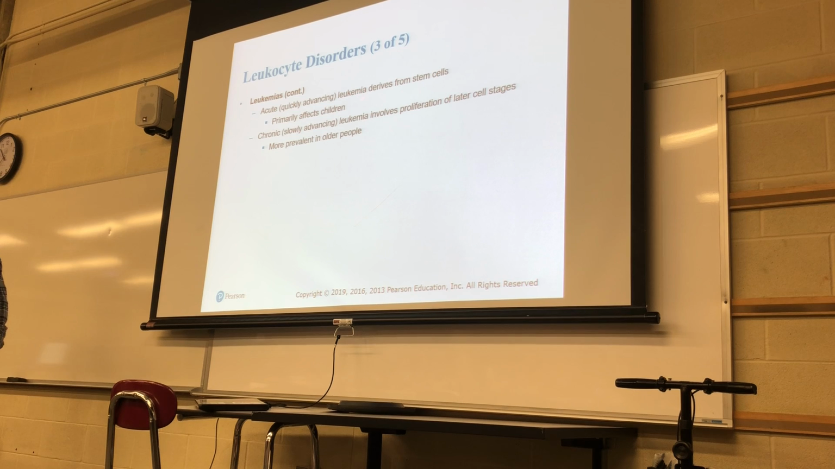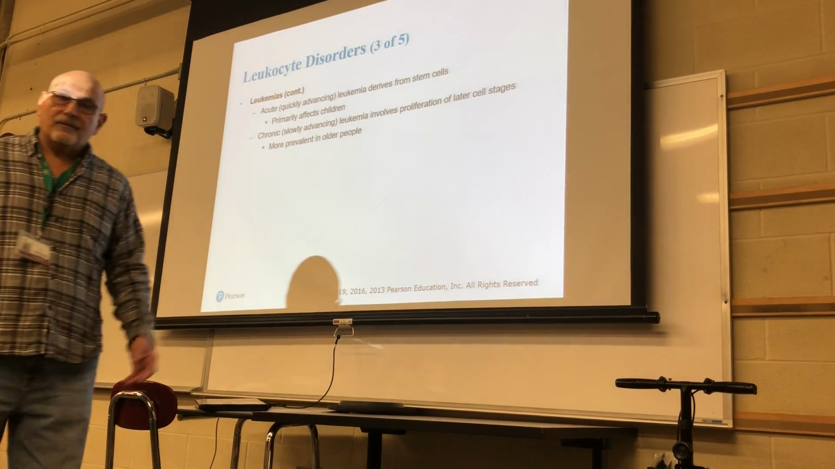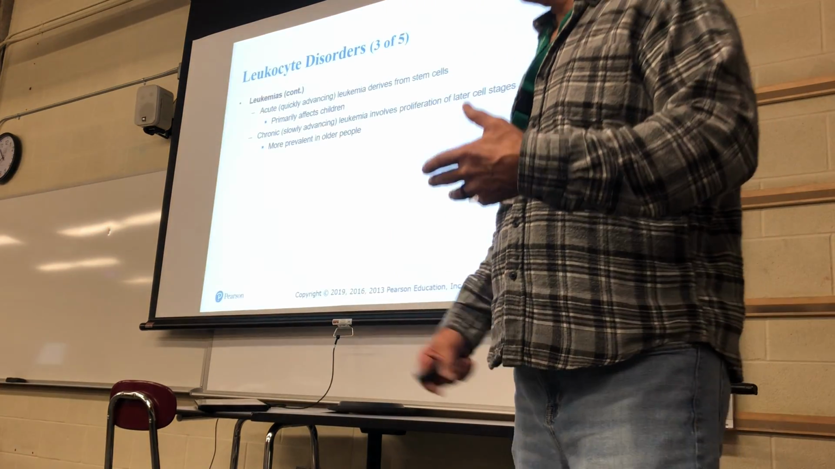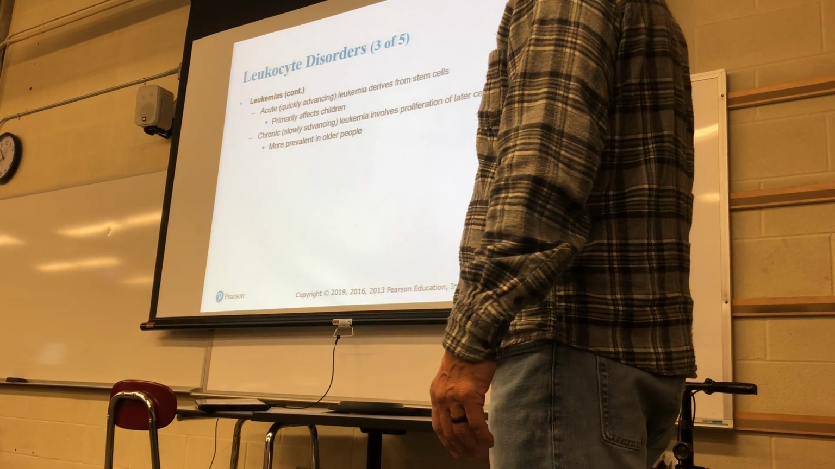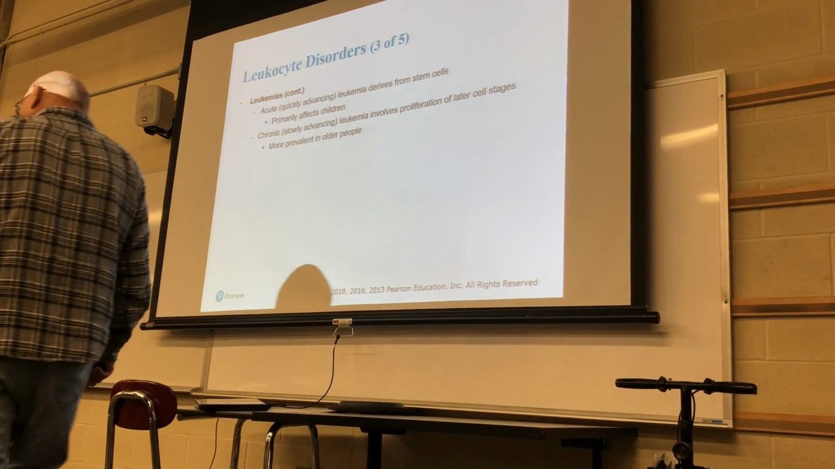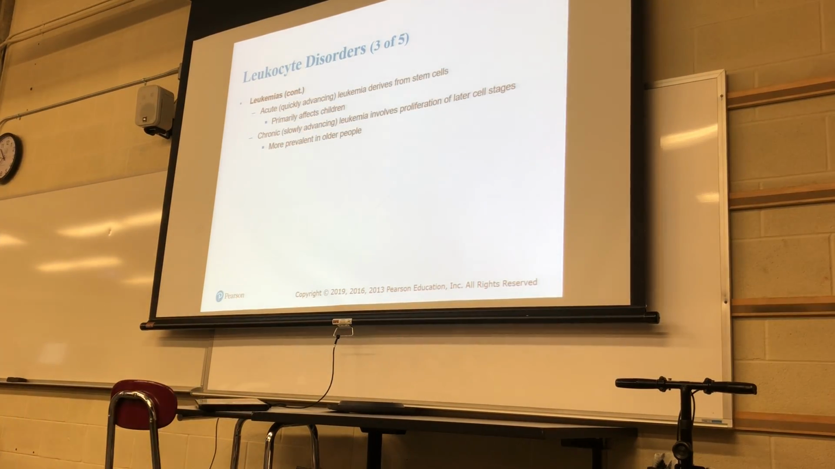So acute advances quickly, because leukemia is derived right out of stem cells. It primarily affects children. So acute myelocytic leukemia, acute lymphocytic leukemia. Now, a lot of people get chronic myelocytic leukemia as an adult. If they can keep it there, they're fine. If it reverses into the acute form, they die, and they go quick, within a year.